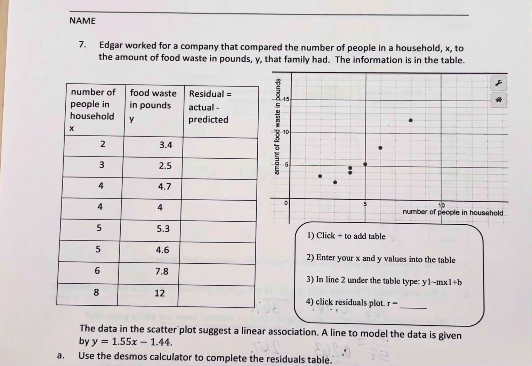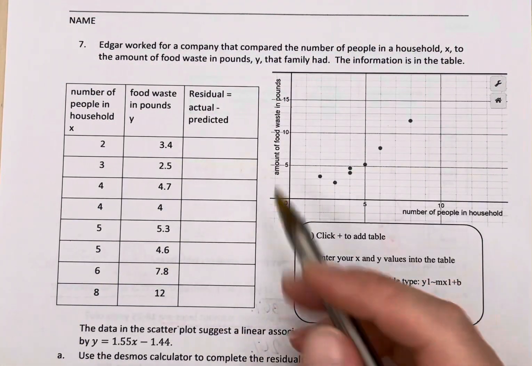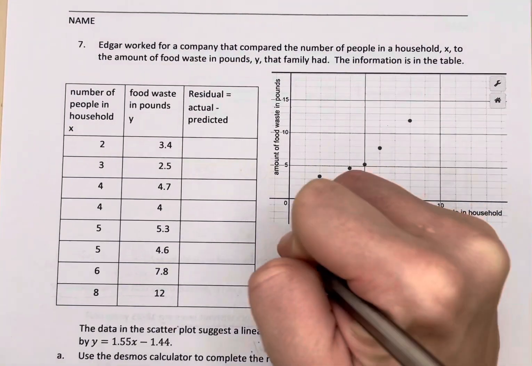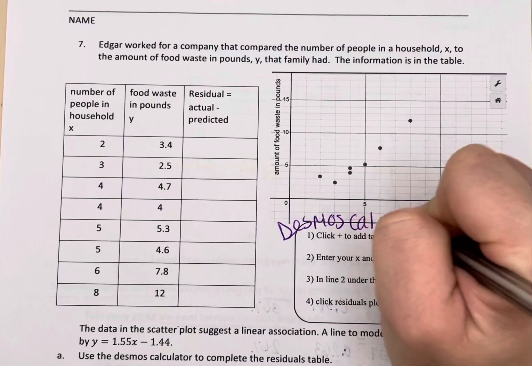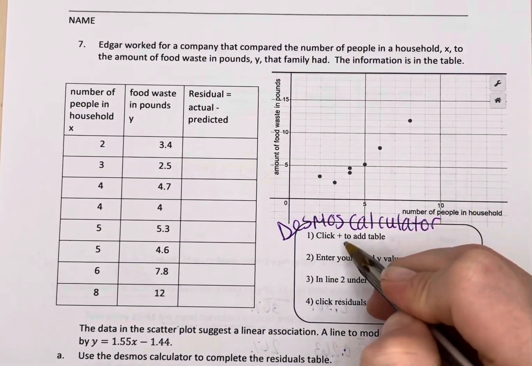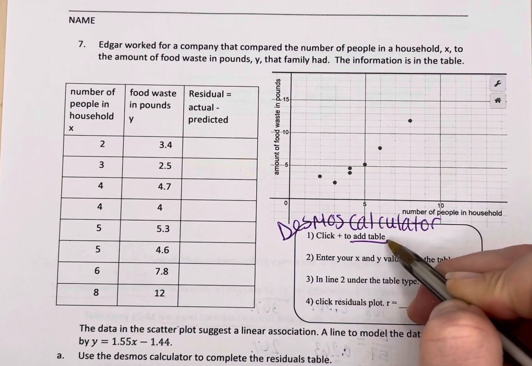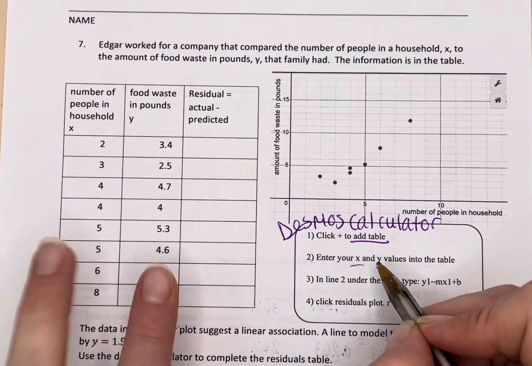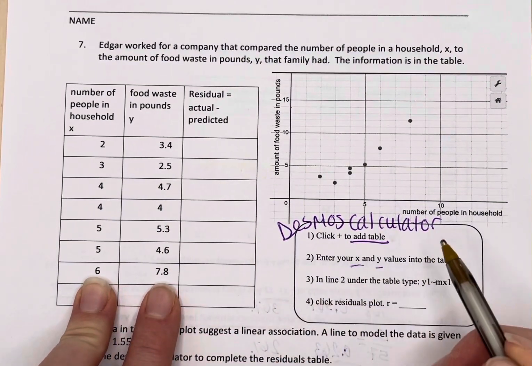In this problem, we're going to use our Desmos calculator in order to find our residuals here. So what you need to do is follow these steps right here. You need to go to your Desmos calculator and click that plus sign to add your table. And then enter your X and Y values in that table. All this information here in your Desmos calculator.